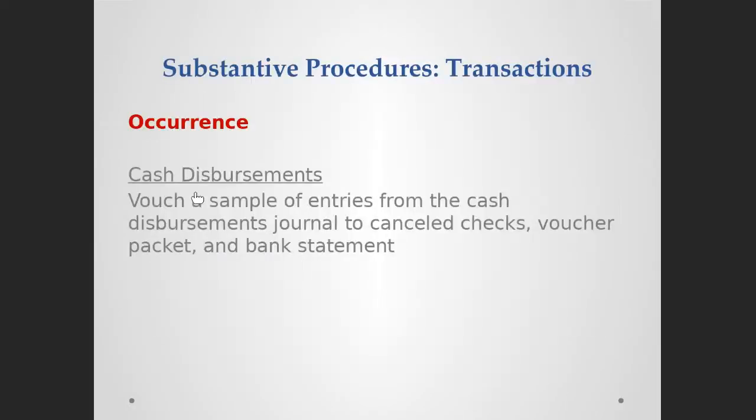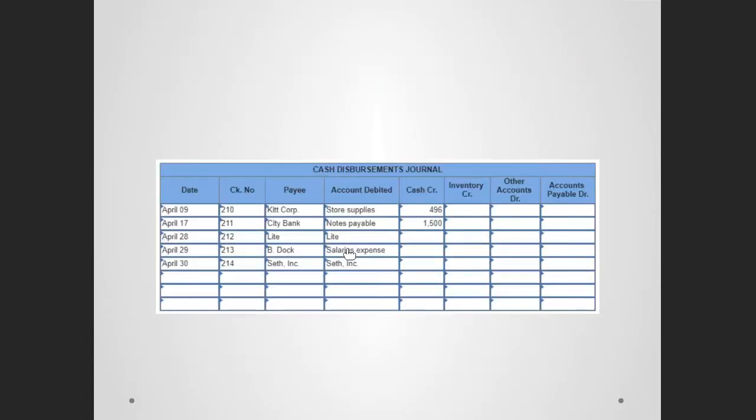Then we have the cash disbursement. Now here we have something called a cash disbursement journal. Just like the cash receipts journal, we have a cash disbursement journal. Any amount paid from your client's business to anyone is recorded here. Every single amount individually, right?